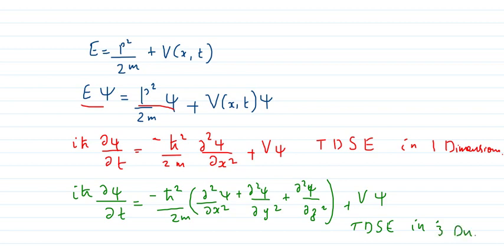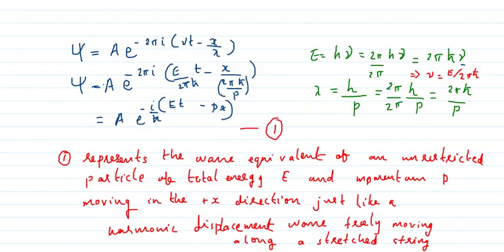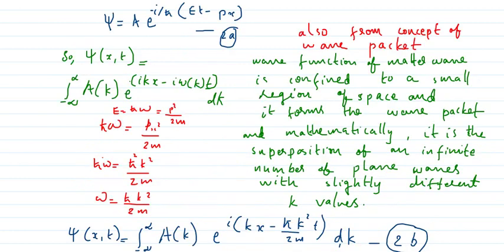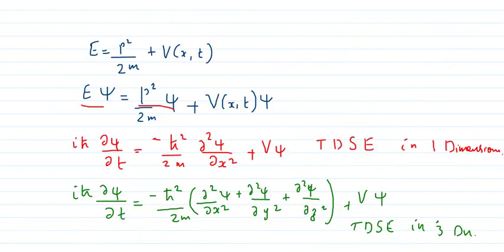So this is what we have obtained using 2a. This is the equation obtained using 2a. We can follow the same procedure and using 2b obtain the time dependent Schrodinger equation. Okay, so before that we will analyze it once more.